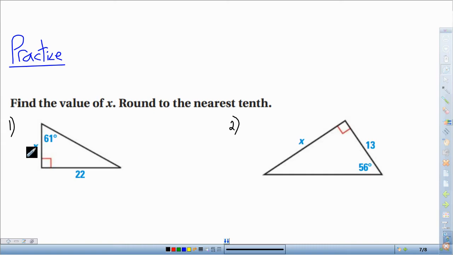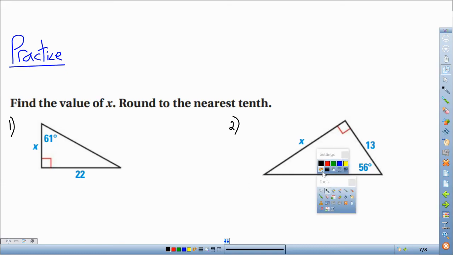Okay, find the missing side length. Round your answers to the nearest tenth. Do these exactly like we did on ours. Just be careful when you go to do these. Your variable is going to end up in different spots in both of your equations. Make sure you're getting everything in the correct spots. Okay, so go ahead and try these out.